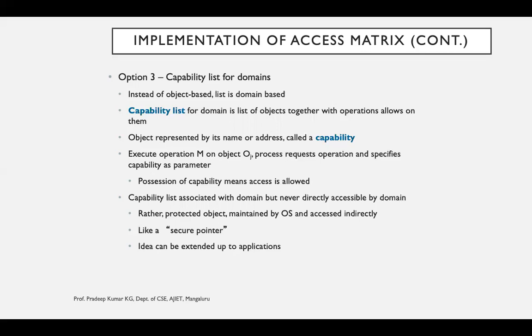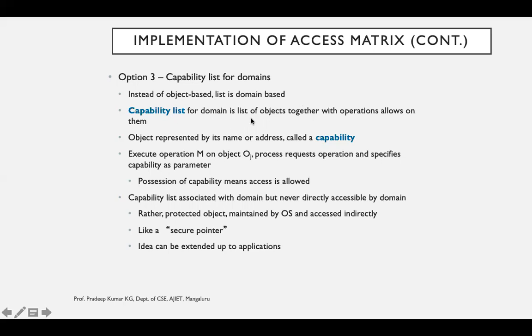The third option is the capability list for domains. With respect to the capability list, we are concentrating on the domain, not on the object. In the previous case, we concentrated on the object, because for each object we set its domain and permission; that is the access list. So in this capability list, we are working with the domains. Instead of an object-based list, it is domain based.